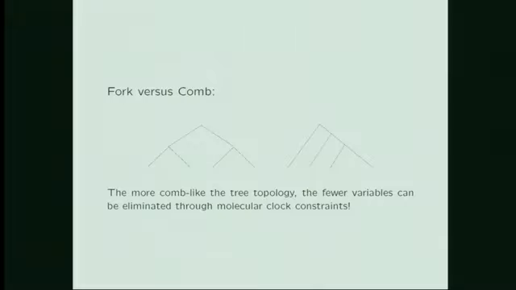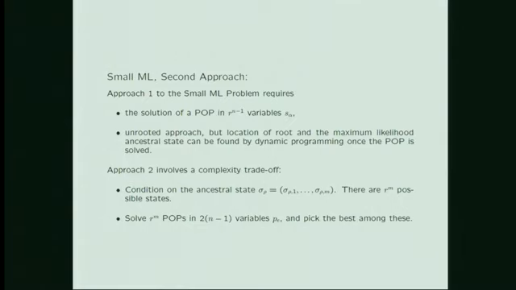In fact, they did this for this fork topology, and if you do it for the comb, it becomes more complicated because you can eliminate fewer variables. The reason you can eliminate variables is because you've got this kind of structure at the bottom. So the more fork-like the topology looks, the more variables you can eliminate, and therefore you get a simpler system.